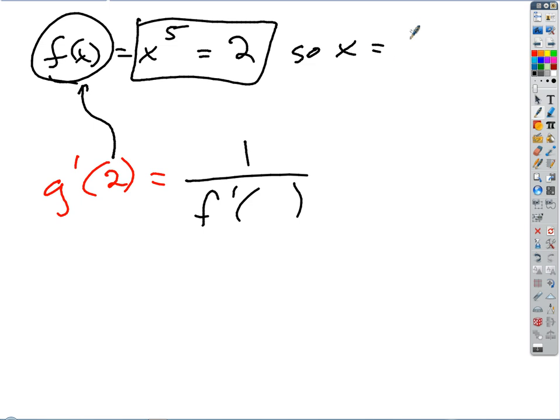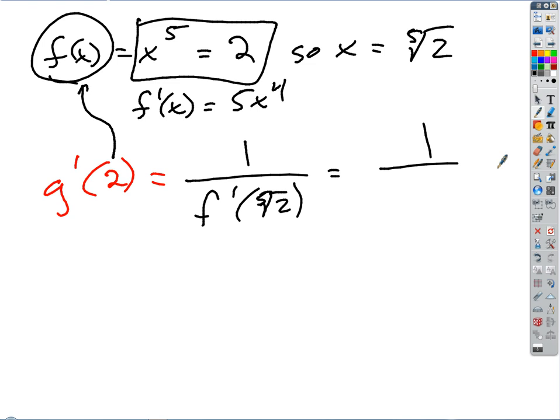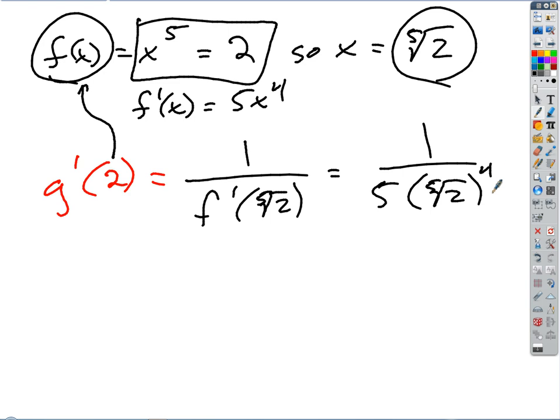Fifth root of 2. Okay. It's an odd root. Do I need a plus or minus? No, one answer. Fifth root of 2. What is f prime? 5x to the 4. So then, if I evaluate f prime of that number, I just get 1 over 5 times the fifth root of 2 to the 4th. That's our answer, right? So 5 times 2 to the 4/5 on the bottom. Get it? Okay.